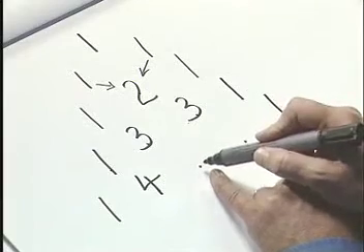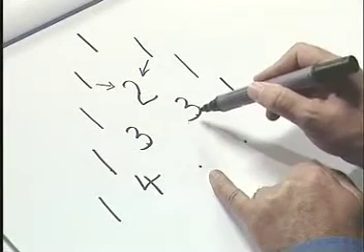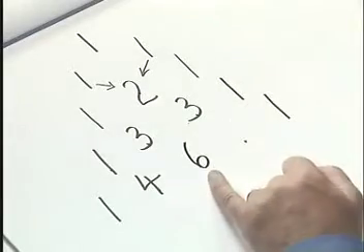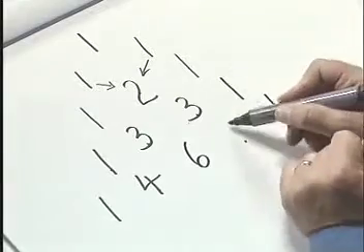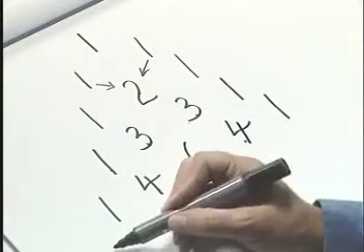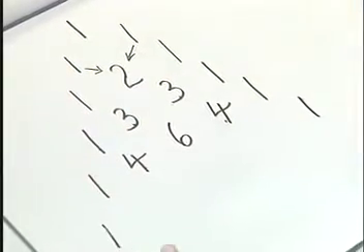The number that's going to go in here, well, we look in the previous row above left and above right. 3 plus 3 is 6, and we write that in there. And finally, 3 plus 1 is 4, and we write that in there. So that's another row. And what you should do now is practice generating additional rows for yourself.